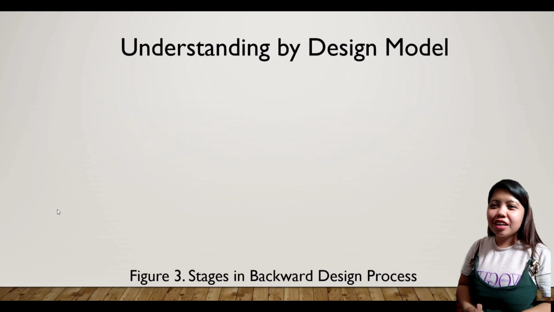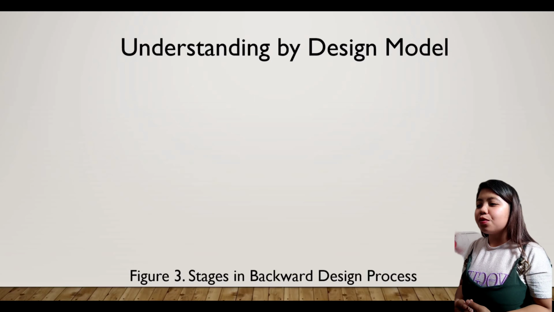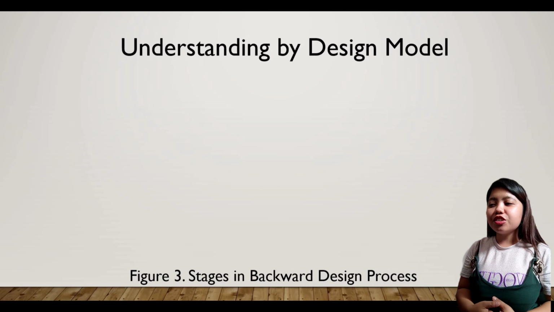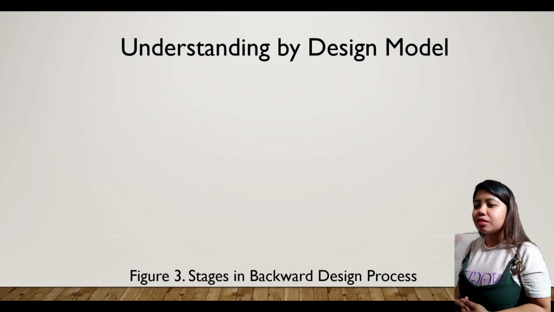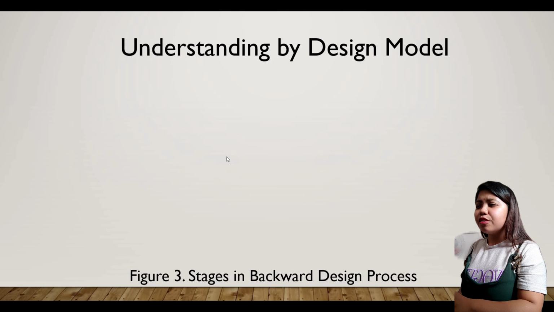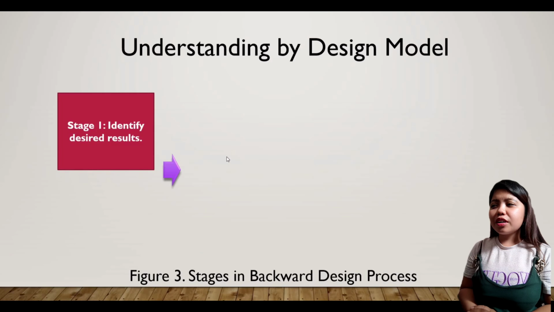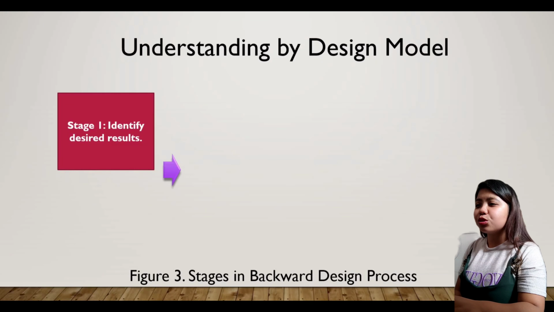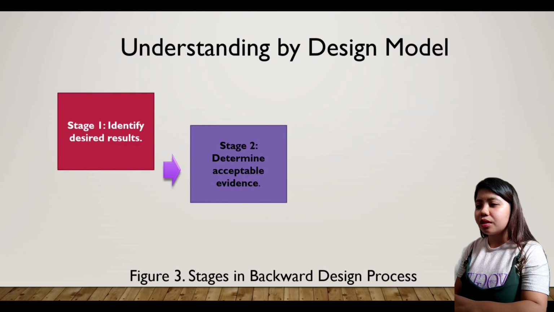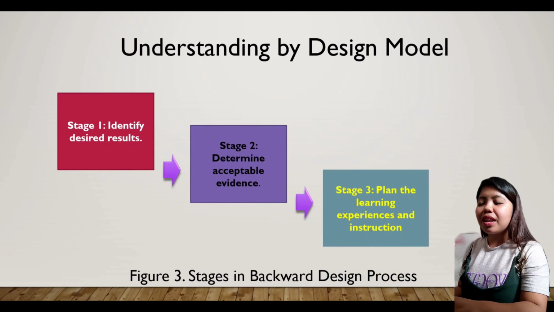Good day everyone again. Now we will discuss the three stages in the backward design process. Stage 1, identify desired results. Stage 2, determine acceptable evidence. Stage 3, plan the learning experience and instruction.